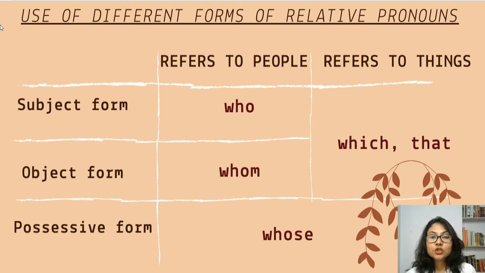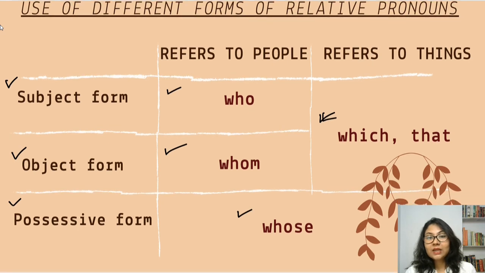So look at this chart. In the subject form, when it refers to people, we say who. And when it refers to things, we say which or that. In the object form, when it refers to people, we say whom. And when it refers to things, we say which, that. In the possessive form, when it refers to people or things, we always say whose.